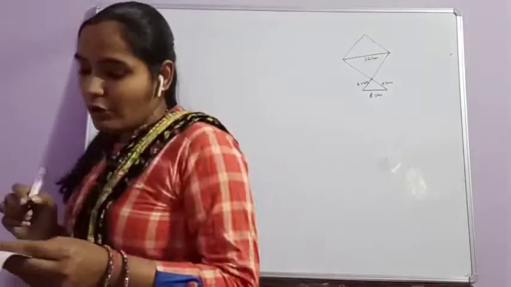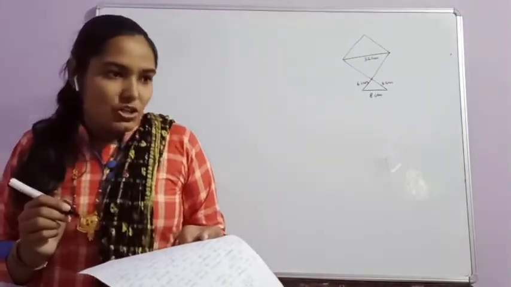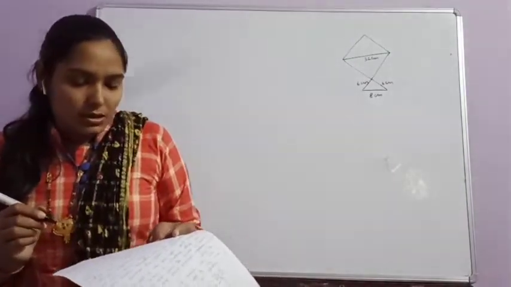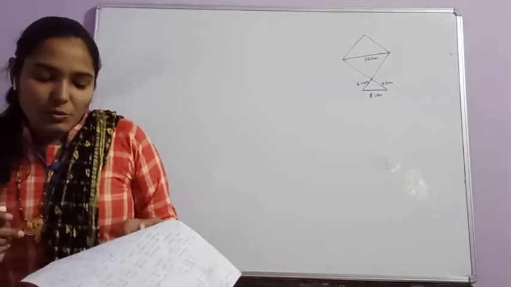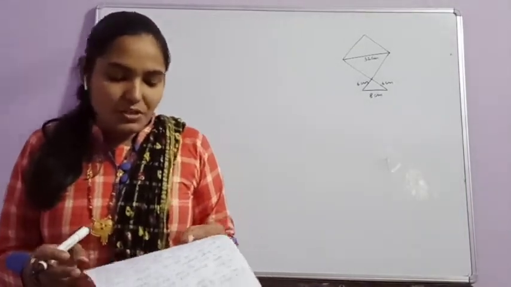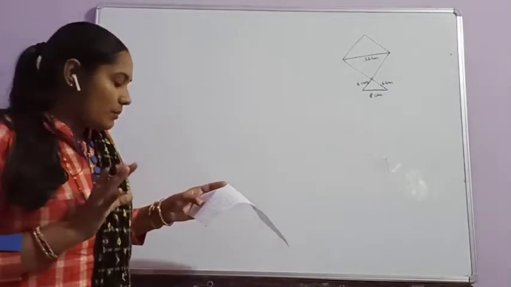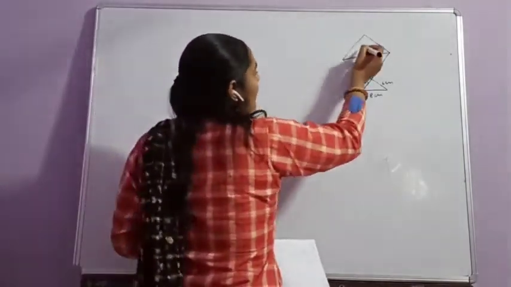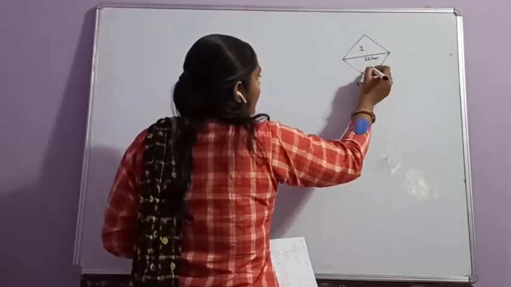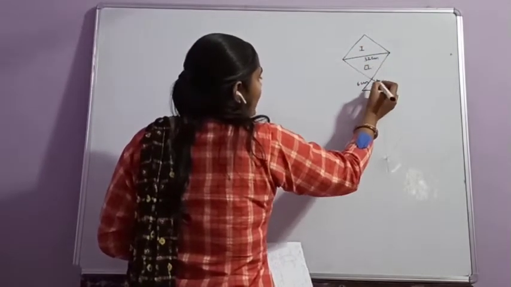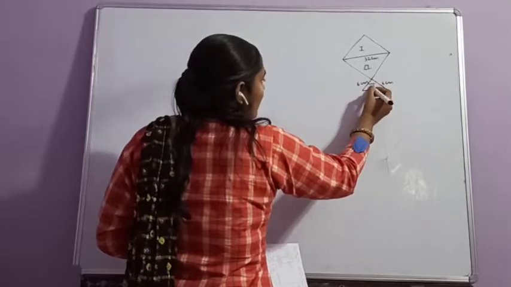Each is to be made of 3 different shades as shown in the figure. How much paper of each shade has been used in it? You have to tell how much paper is used for each shade. This is the first portion, that is the second portion and that is the third portion. Clear?